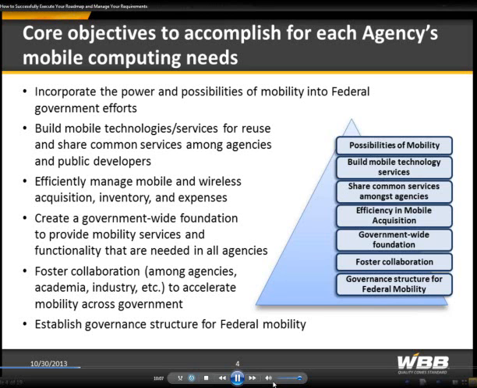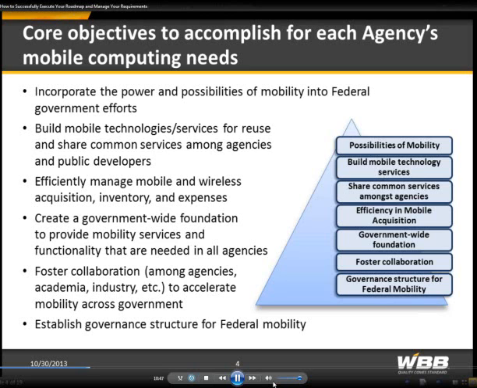You want to be able to build mobile technologies and services that can be reused, develop standard platforms, common governance models, and a mobile health strategy which can help roll out mobile apps through that platform, and focus on information sharing, sharing those common services amongst agencies, amongst public developers, with those healthcare organizations, the HMOs and the PPOs, as well as with the pharmacies, the hospitals, and the clinicians who are undertaking a lot of trials out there.